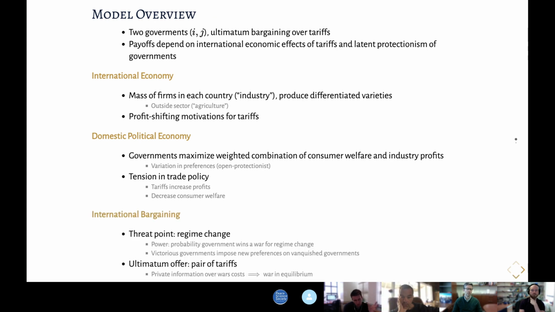And the tweak to the standard international bargaining model that we're going to consider is that war is not going to result in some division of a fixed surplus, but rather it's going to result in regime change. So when I win a war, I earn the right to change the preferences of the government that I'm bargaining with, and through that change in preferences, impose openness. And we're going to examine how that changes this environment.